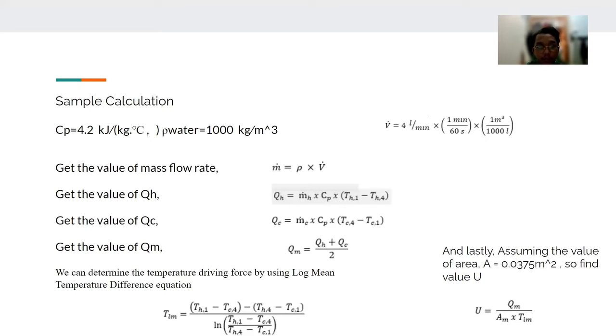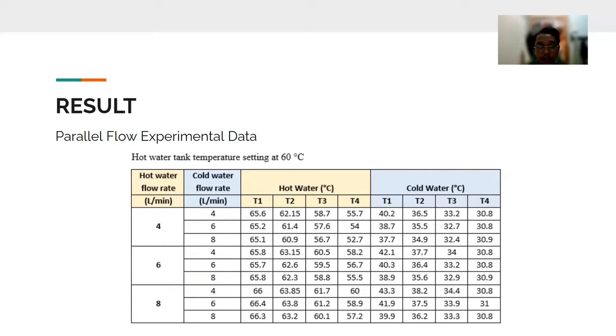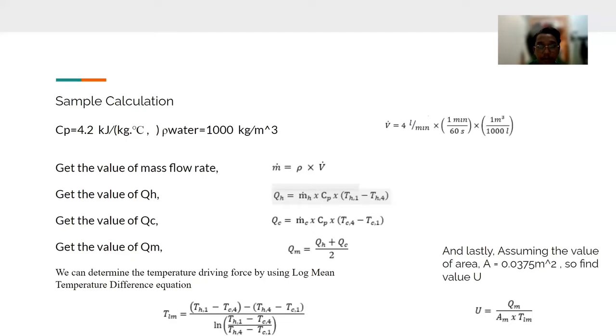After that, we get the value of QH, and the formula of QH is equal to m dot H multiplied by Cp multiplied by TH1 minus TH4. We use this in the result. After that, we get the value of QC. The formula for QC is m dot multiplied by Cp multiplied by TC4 minus TC1, and we get the Qm, which is QH plus QC divided by 2.